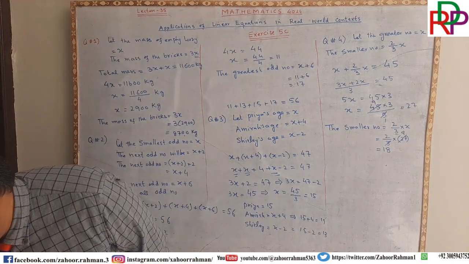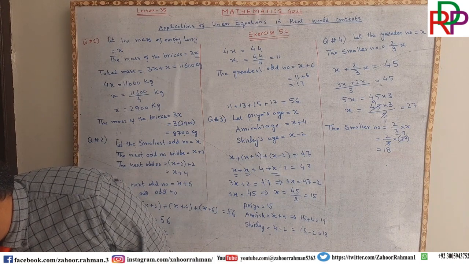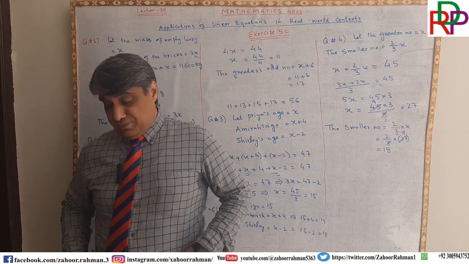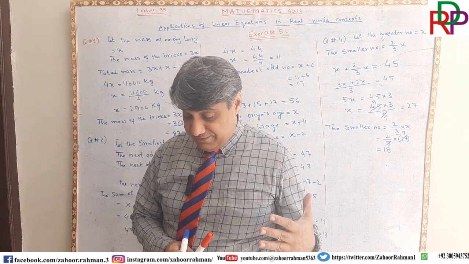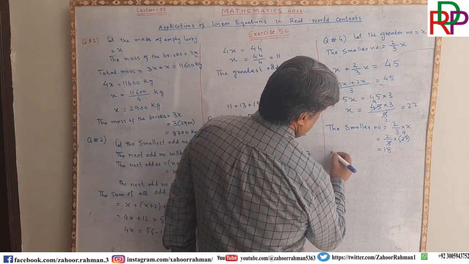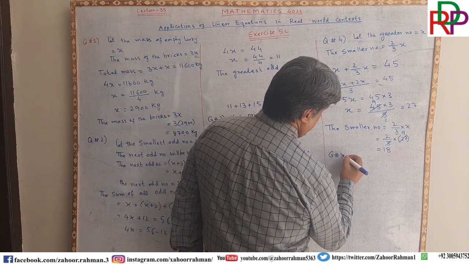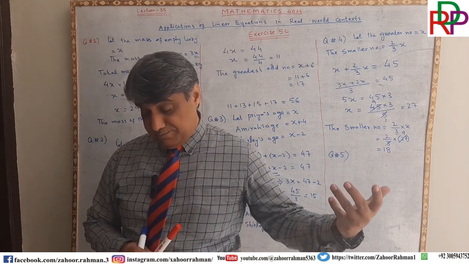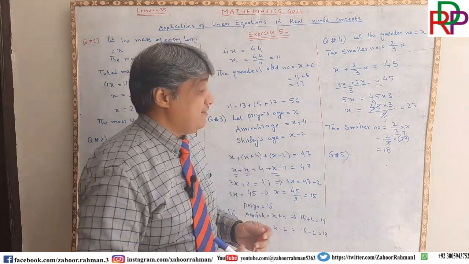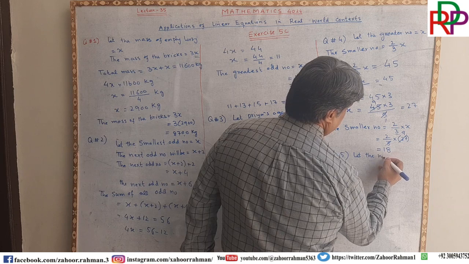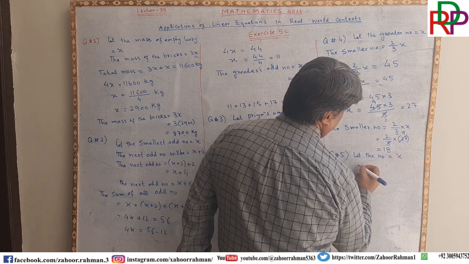And we have to move to our next question, that is question number 5. If a number is tripled, this is question number 5. They are saying that if a number is tripled, we don't know the number. We are saying let the number be x. Let the number be equal to x.